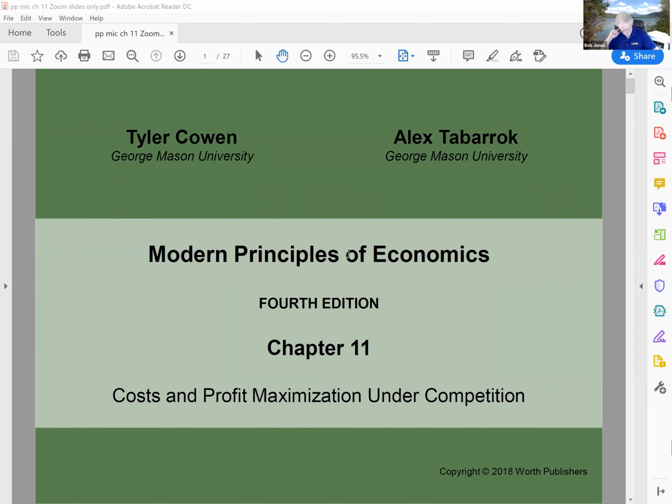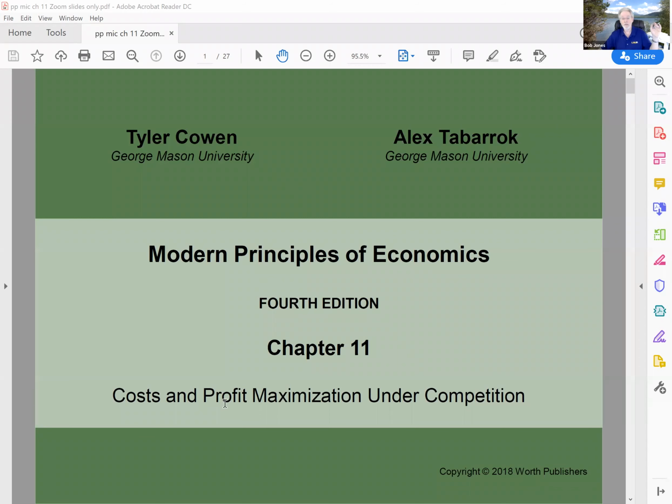Okay, remember, we're going to start out by reviewing some of the things that we talked about in chapter 11, because it does provide extremely important information for what we're going to be doing in the future. The first part dealt with understanding the cost that a firm encounters. And then we have started looking at profit maximization.